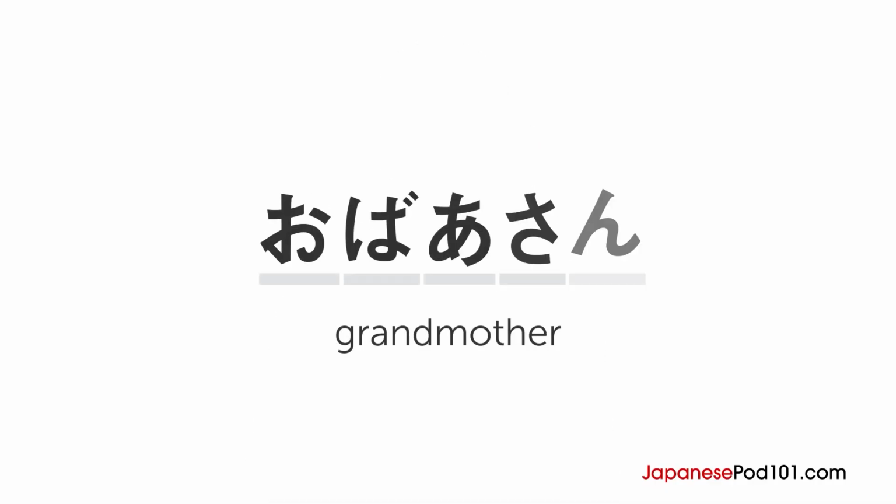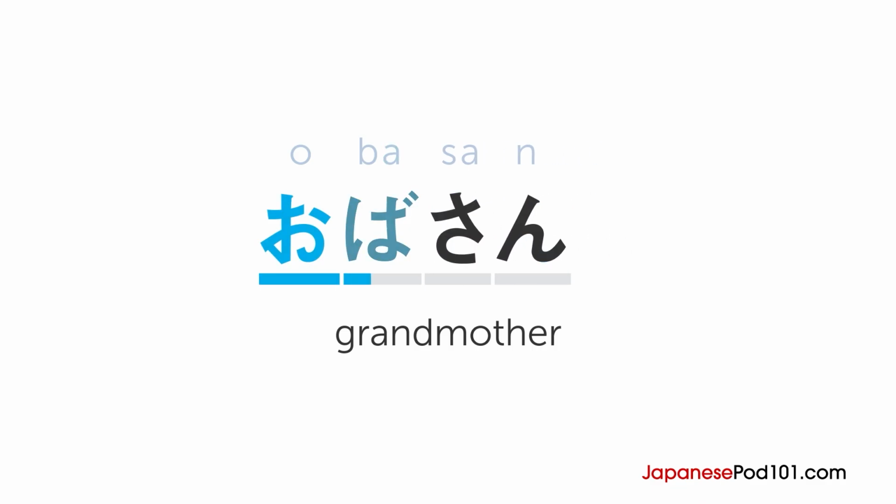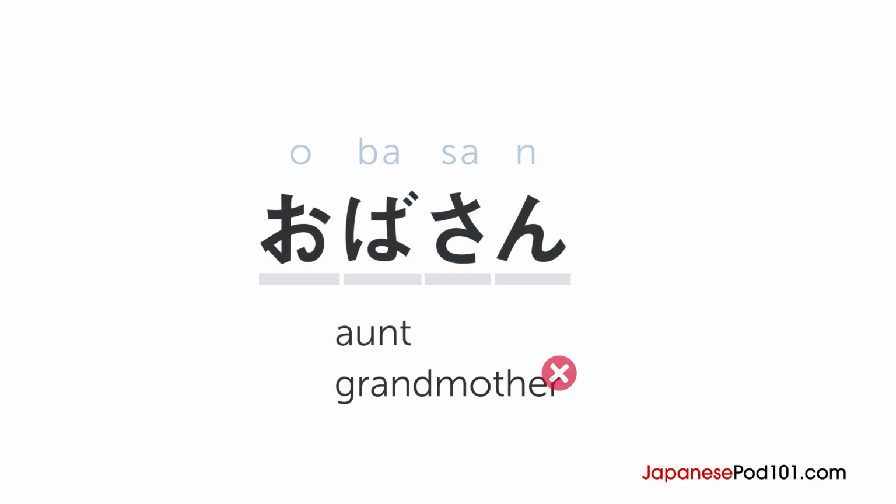For example, the Japanese word for grandmother exemplifies the long vowel in Japanese. Listen closely for it. Obaasan. The a in baa is held for 2 claps. Obaasan. Japanese learners often shorten the long vowel in baa and say obasan, meaning aunt, not grandmother.